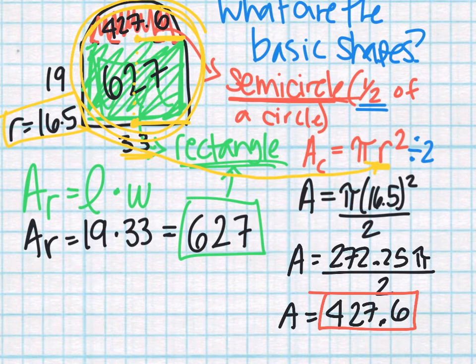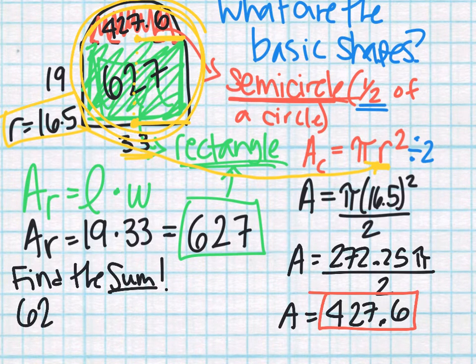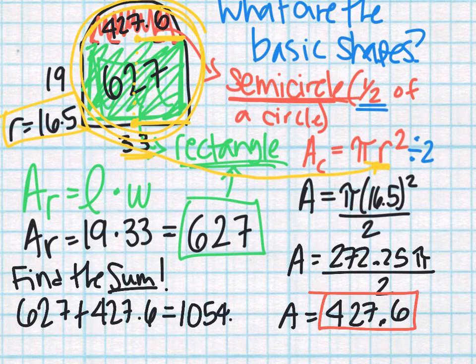So my last step is find the sum. So 627 plus 427.6 should give me 1054.6. So the total area for this compound shape is 1054.6.